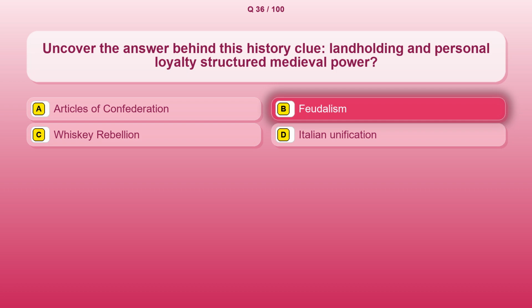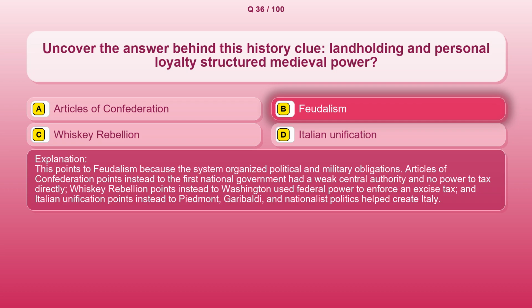The correct answer is option B, feudalism. This points to feudalism because the system organized political and military obligations. Articles of Confederation points instead to the first national government had a weak central authority and no power to tax directly. Whiskey Rebellion points instead to Washington used federal power to enforce an excise tax, and Italian unification points instead to Piedmont, Garibaldi, and nationalist politics helped create Italy.